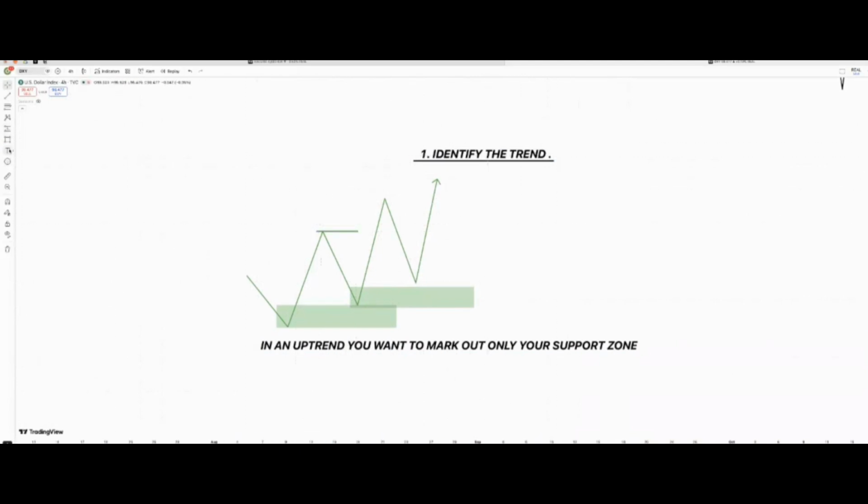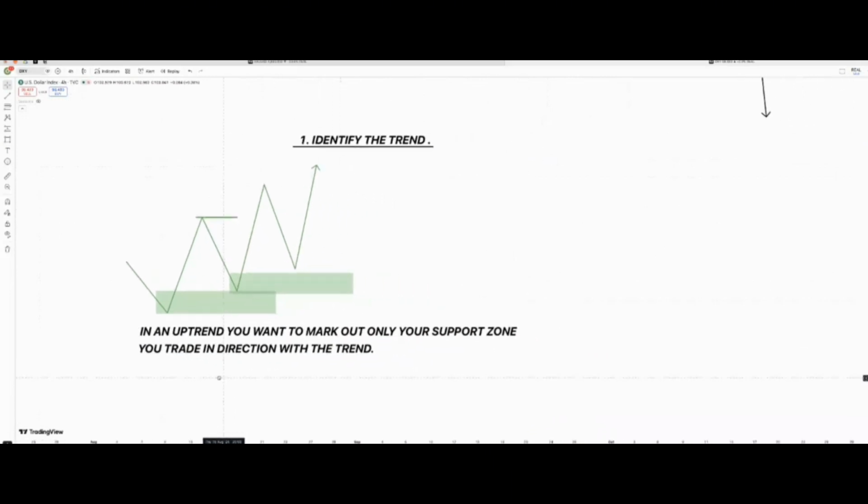You want to trade in direction with the trend, not against the trend. So identifying your trend will make you avoid several mistakes, like marking out your resistance area to trade from in an uptrend. I hope you are getting it.